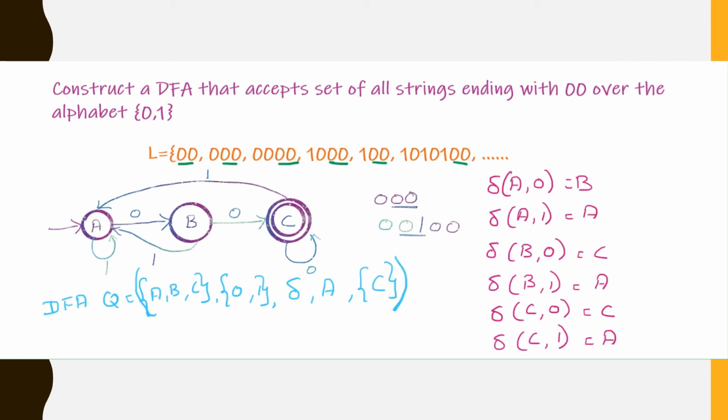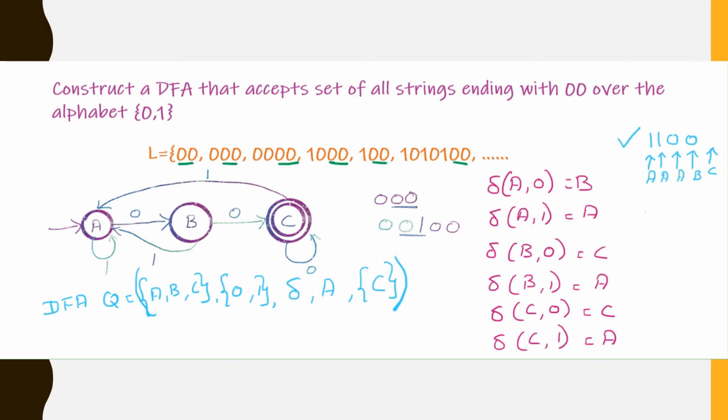Now if we check the input, say 11100, from A, when I read 1, I'll be in A. From A, I read 1 again, I will still be in A. And from A, I read a 0, I move to state B. From B, when I read a 0, I move to state C. There are no more inputs to read, and hence this input is accepted.